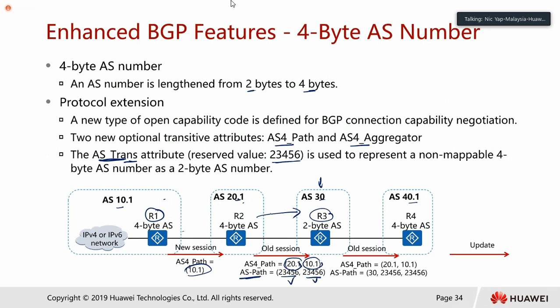So when I send to 40.1, I will have 30, 23456, 23456, and also an AS4_PATH. It means they need to refer to both to know where it passed through before, the 2-byte path and the 4-byte path. That is how they can identify where you're from, who you are, where you come from, and so on. That is what we need to emphasize when going through the 4-byte AS numbers. Is that all right up to this point? Any more questions?